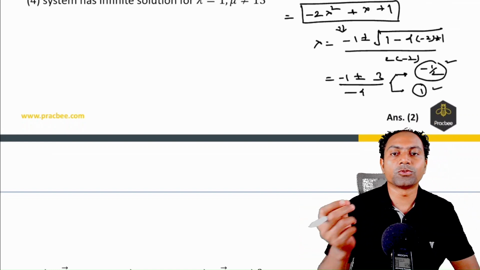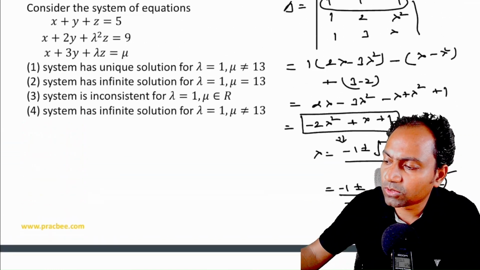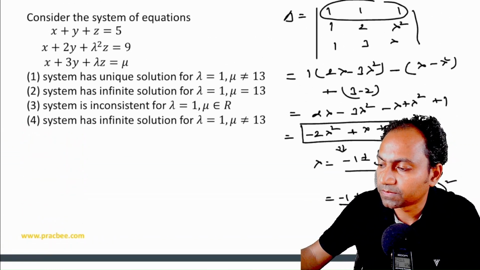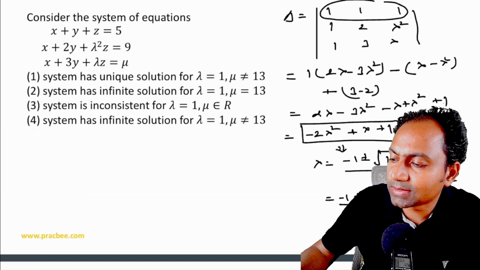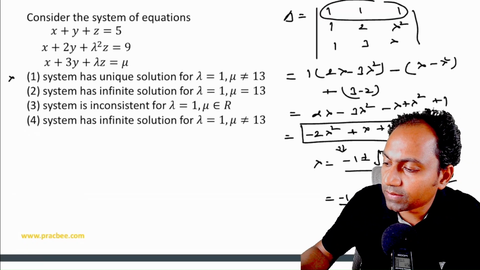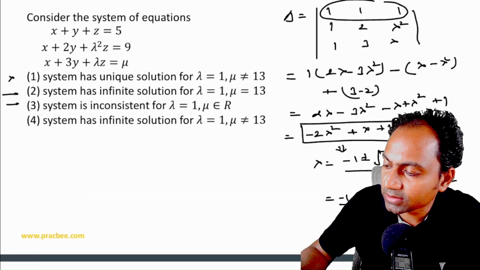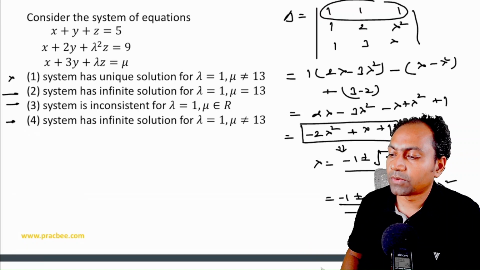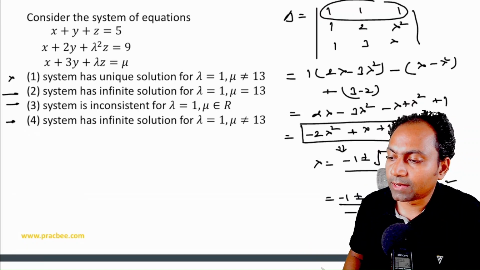So there are two values for which this delta will become 0. And whenever delta becomes 0, there is not going to be a unique solution. So you can see that in this case, this first option becomes wrong. Now it will have infinitely many solutions or no solutions. So this option can still be correct. This can still be correct. This can still be correct. Okay. So for that, we also need to figure out what is the value of mu.